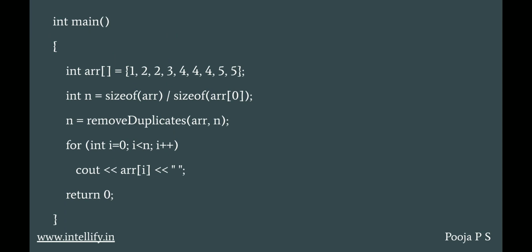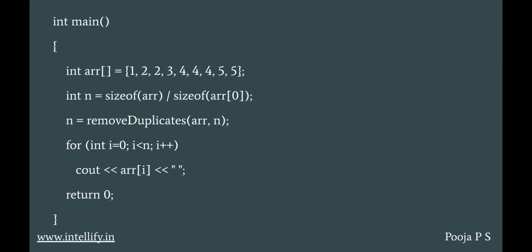And this is the main code, that is the driver code. Here in this main code we are creating a simple array, that is 1 2 2 3 4 4 4 5 5, and this is the input array that we are taking. Here the duplicate elements are 2, 4 and 5, and these should be removed and the output should be 1 2 3 4 5, which will be the output.